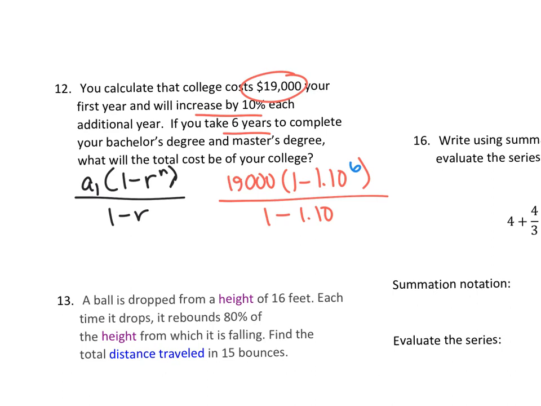So when you put this in your calculator, make sure you put the numerator in parentheses, and the denominator. So total cost, you want to round to 2 decimals, is about $146,596.59.